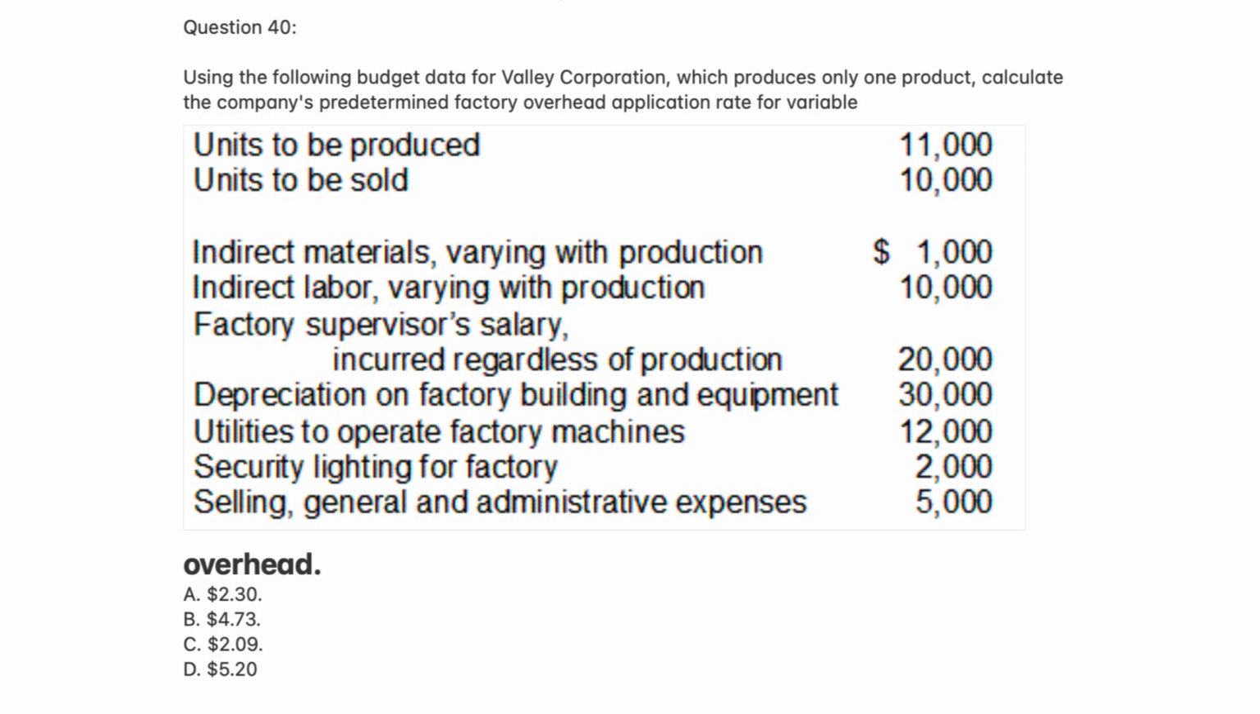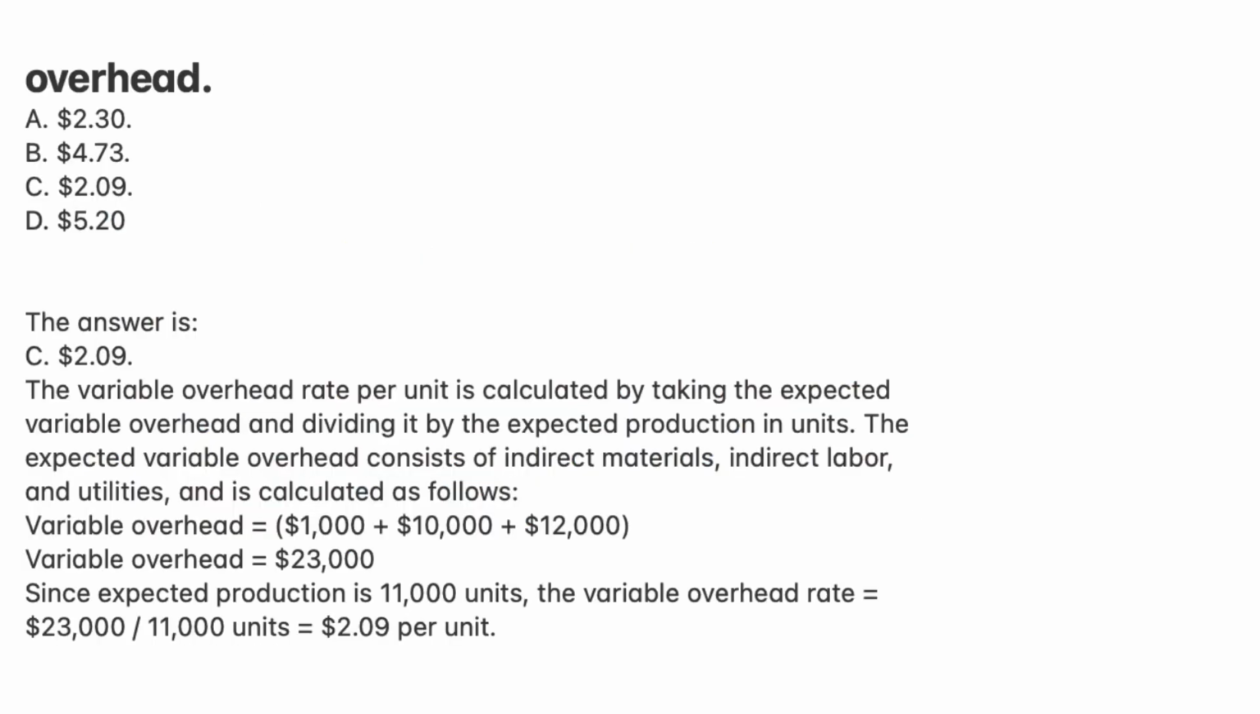Question 40. Using the following budget data for Valley Corporation, which produces only one product, calculate the company's predetermined factory overhead application rate for variable overhead. A. $2.30. B. $4.73. C. $2.09. D. $5.20. The answer is C. $2.09.